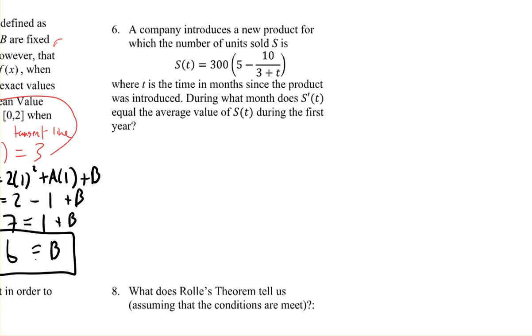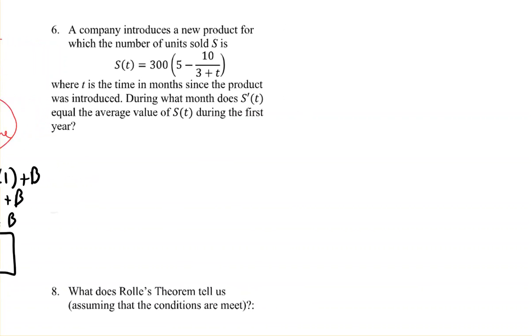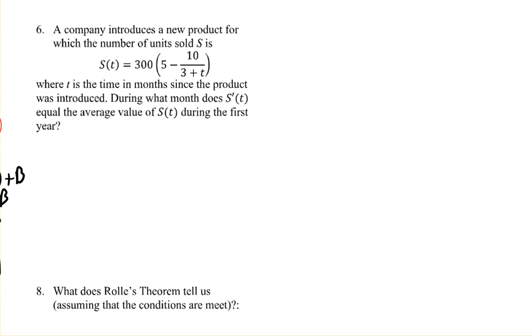Okay, so number 6 is also another example of the mean value theorem, trying to understand what it says and how it's useful. A company introduces a new product for which the number of units sold S is S of t equals 300 times 5 minus 10 over 3 plus t, where t is the number of months since the product was introduced. During what month does S prime of t equal the average value of S of t during the first year?